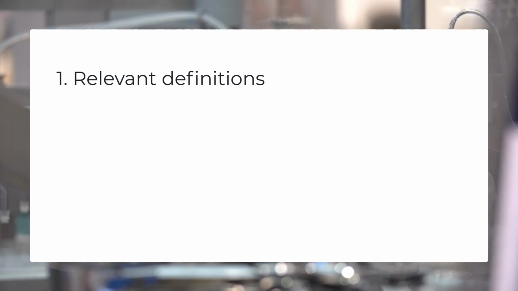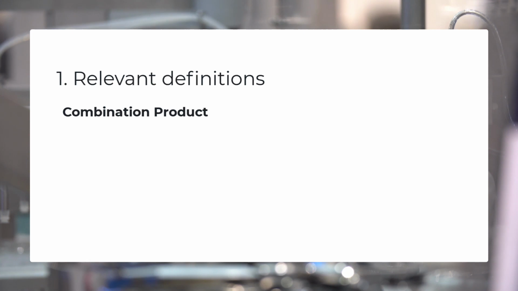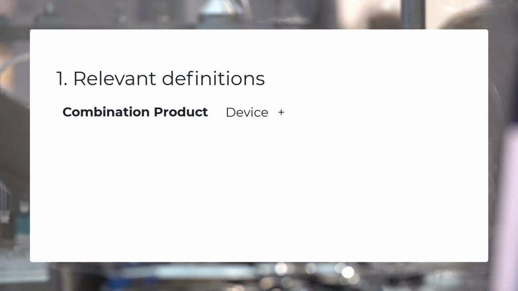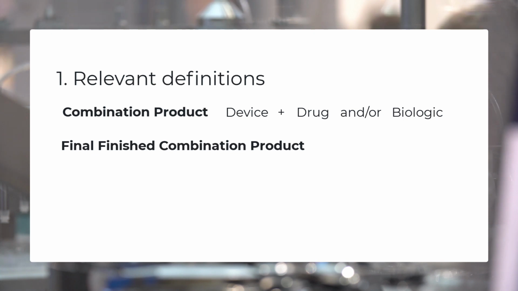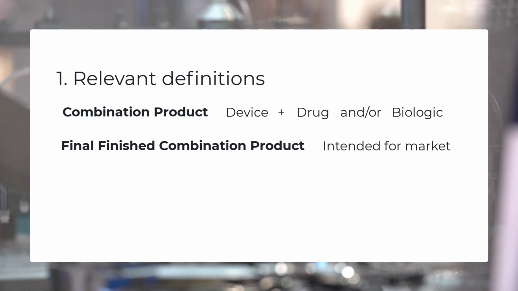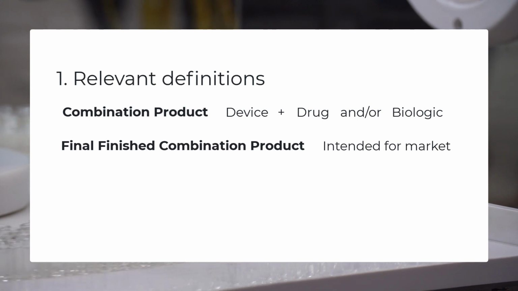The document starts off by defining combination products, which are medical devices combined with a drug or biological product. These products have their own separate regulatory requirements as drugs, devices, or biological products, but they also fall under specialized regulatory requirements when they're combined. The document defines the final finished combination product as the product intended for market and submitted in the marketing application. This includes the user interface for the combination product, meaning packaging, labels, and training, if applicable.